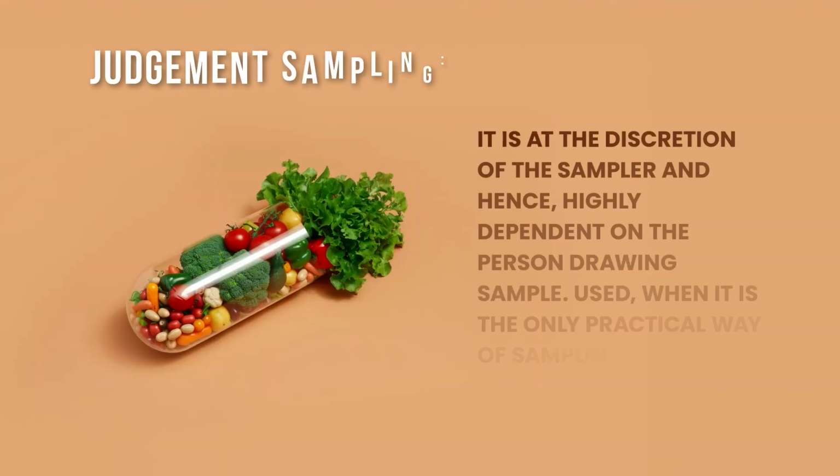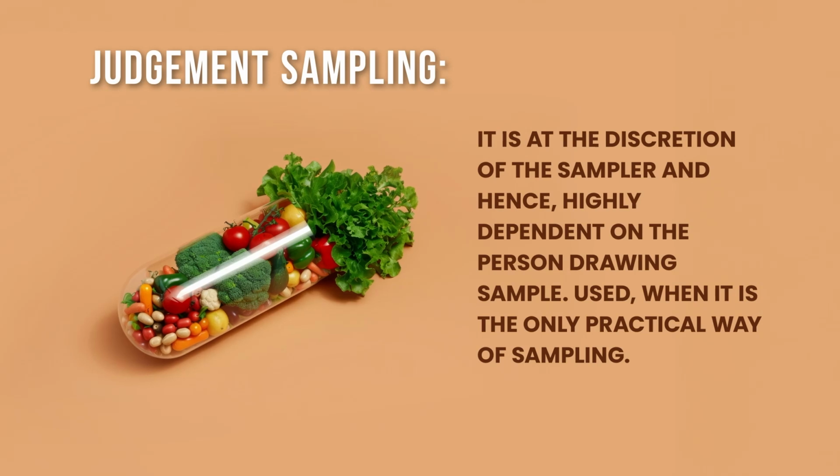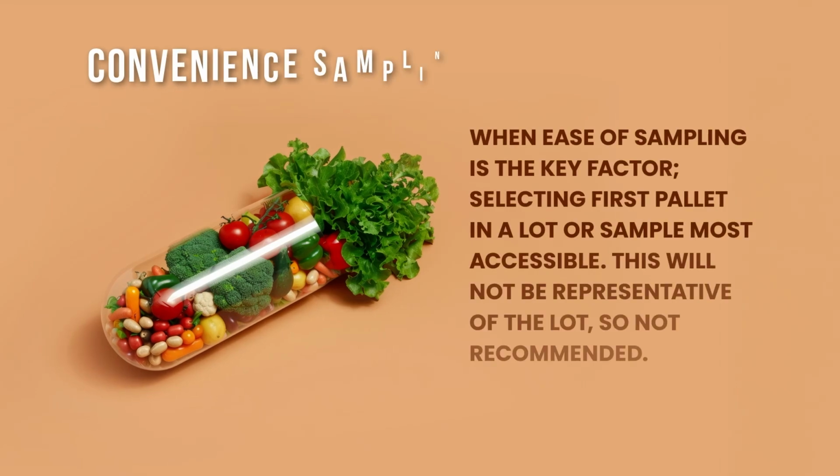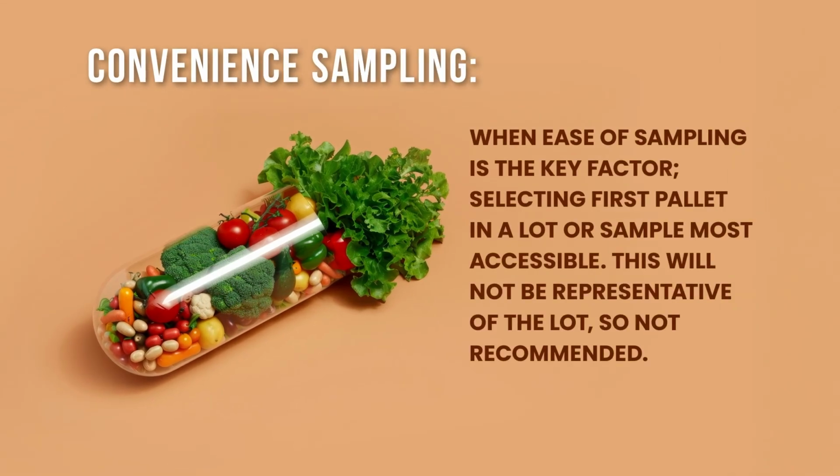Judgment sampling is similar to what we have just said, where it is highly dependent on the person drawing the sample. It is up to his judgment which sample is to be drawn, because we are doing non-probability sampling. The same applies to convenience sampling. We pick up what is convenient to sample to find out about the lot. This again is non-probability sampling depending on our requirement.